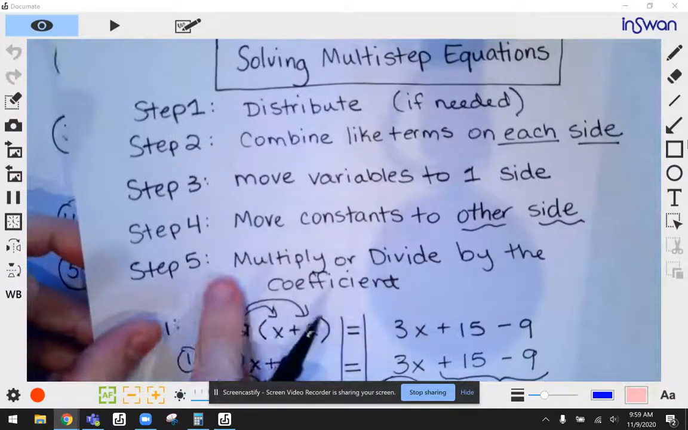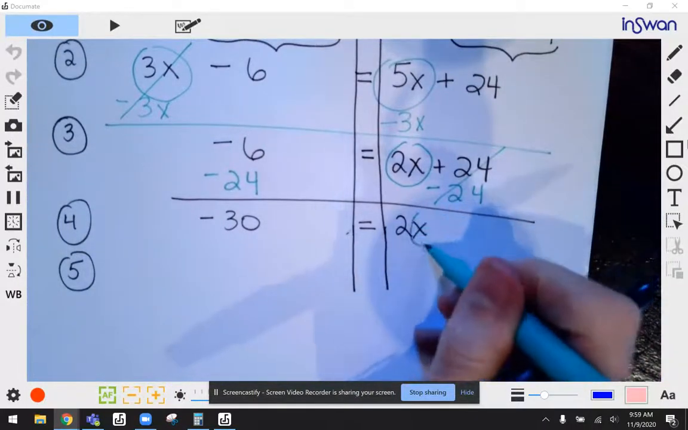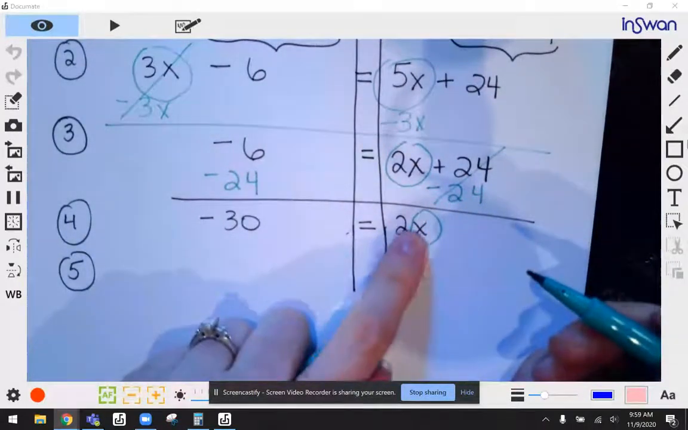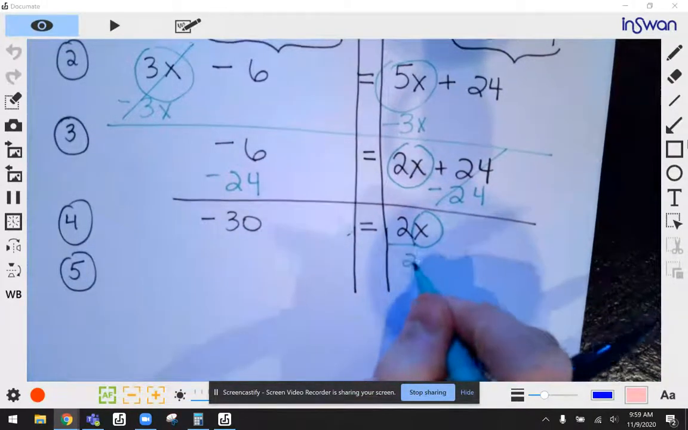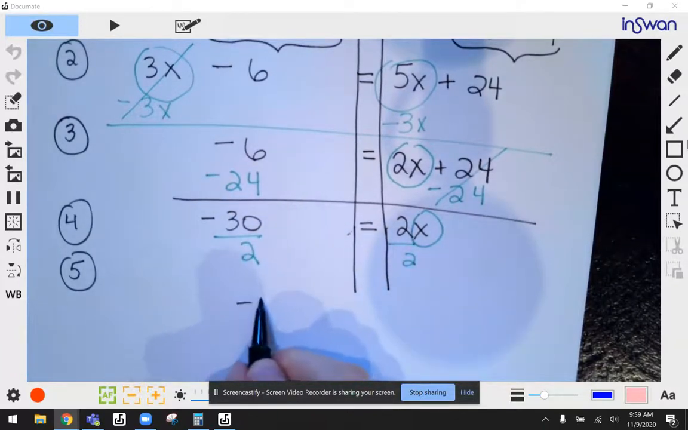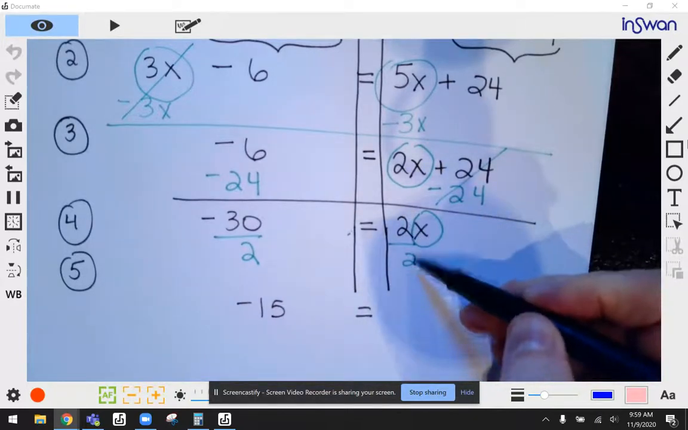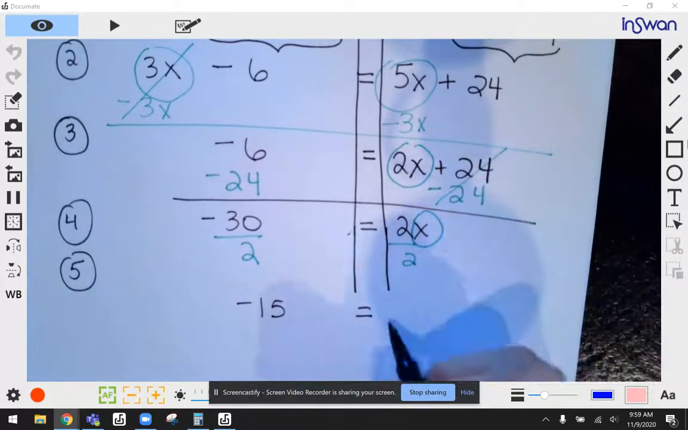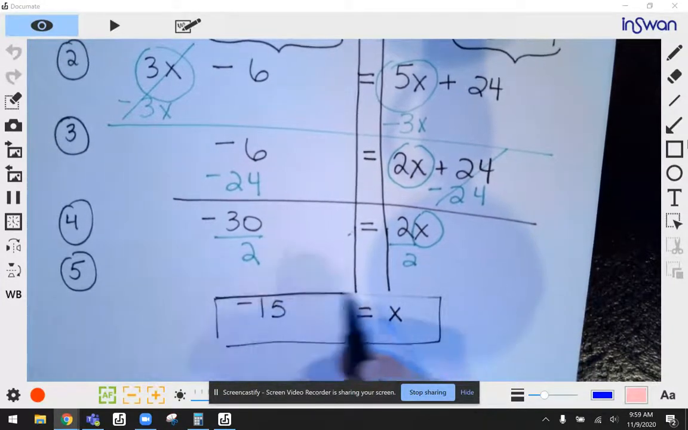Okay, so now I'm going to get to use step 5 this time because I'm not done yet. Step 5 says multiply or divide by the coefficient. So find your x. It's being multiplied by 2, so I want to do the inverse and divide by 2 on both sides. So negative 30 divided by 2 is negative 15, and that's going to equal 2 divided by 2 is 1x, or just x. So x equals negative 15.